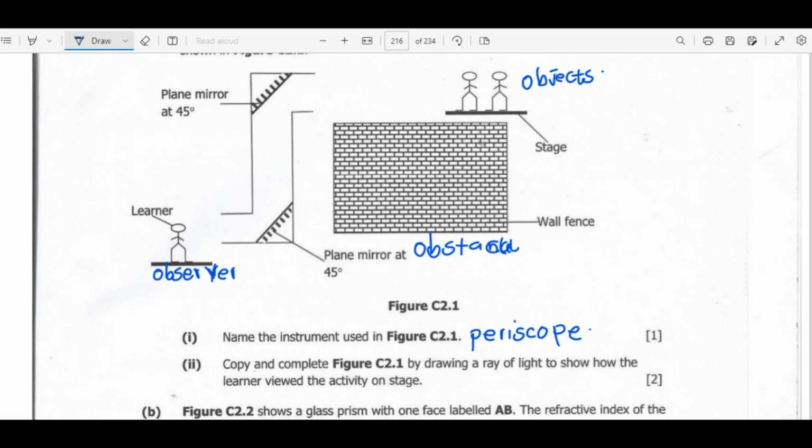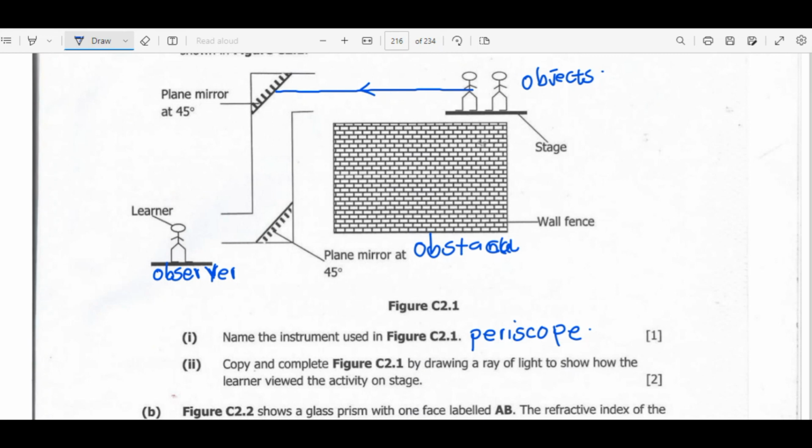Now how do we draw the ray of light to show how the image is formed? What you need to know is these two plane mirrors are there to direct light from the object into the eyes of the observer. So you draw a straight line from the object onto the plane mirror. Make sure you use a ruler.